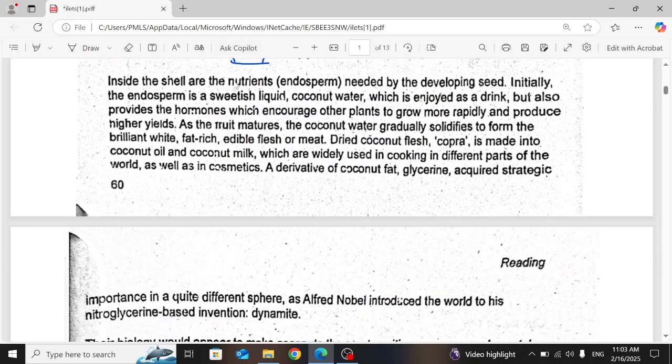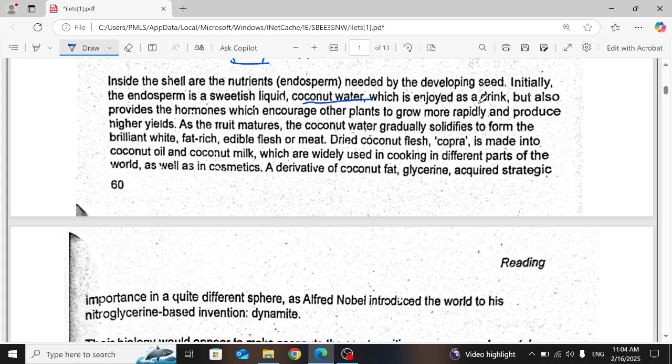Inside the shell there are nutrients, endosperm, needed by the developing seed. Initially, the endosperm is a sweetish liquid, coconut water, which is enjoyed as a drink, but also provides the hormones which encourage other plants to grow more rapidly and produce higher yields. So coconut water is used as a drink.